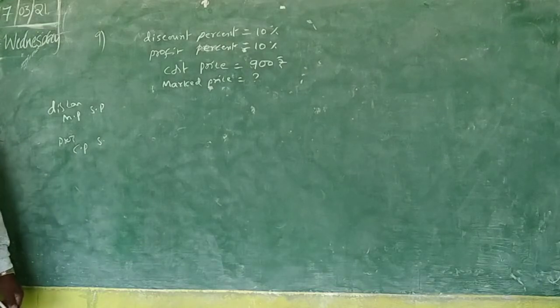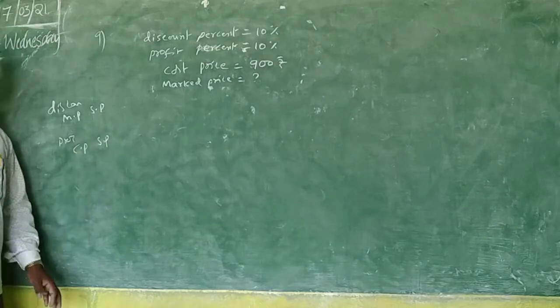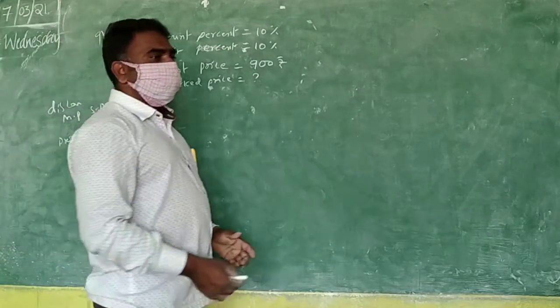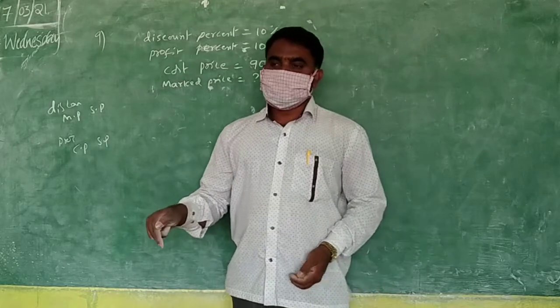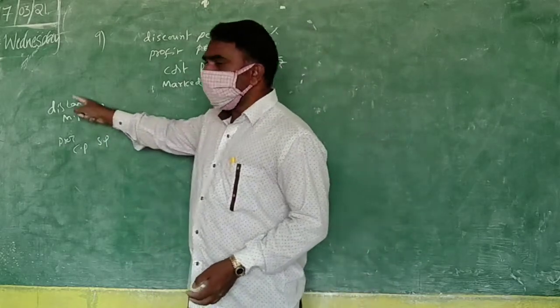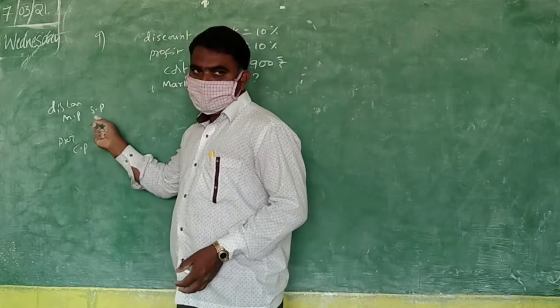Before, the problems you did yesterday, where did you use them? SP and CP, no? Mark SP and CP. No, SP and CP and SP. Do you understand? In today's problems you have done discount percentage. You have used discount percentage between MP and SP.